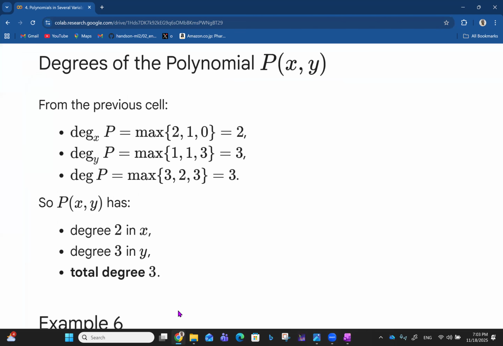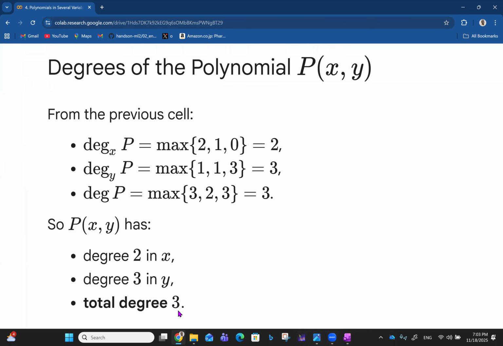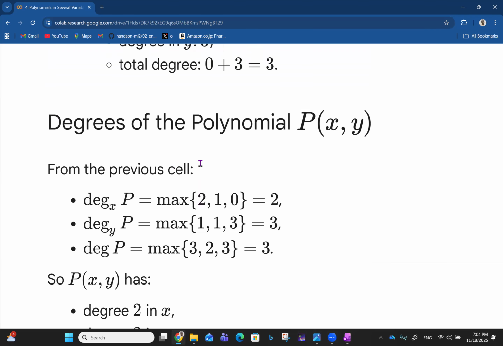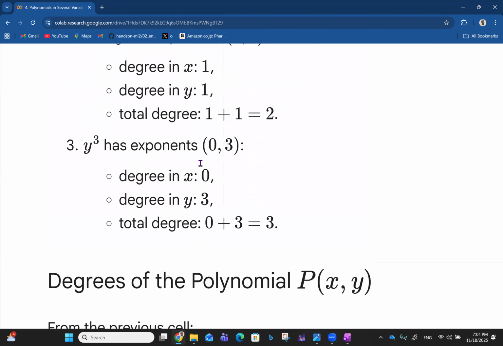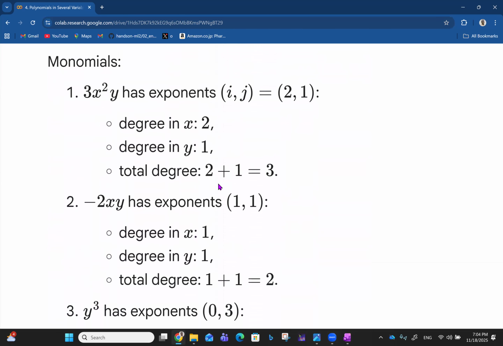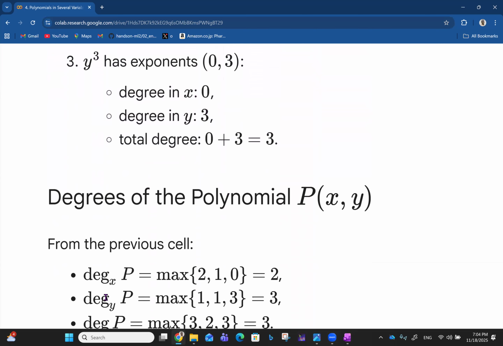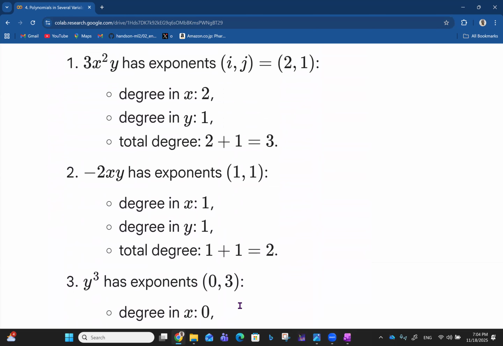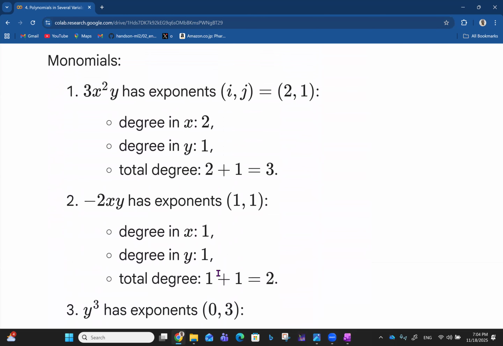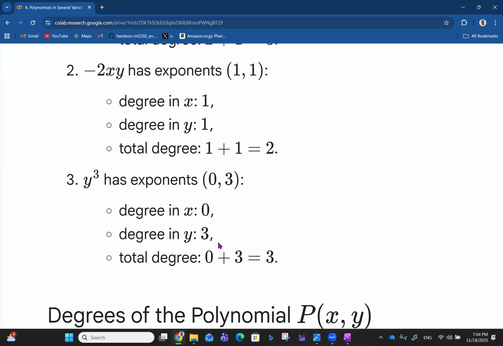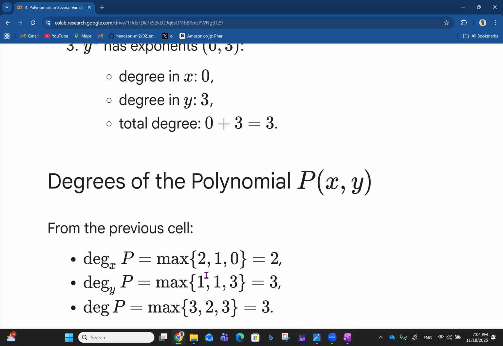So how do we talk about the degree of a polynomial in terms of the degrees of the individual monomials? Take the degree of the polynomial p of x comma y. From the previous cell, you remember that for all the x's we have 2, 1, and 0. So the degree of the polynomial in terms of x will be the maximum of 2, 1, and 0. That is simply 2. And for the degree of the polynomial in terms of y, you go for all the y's: you have 1 here, 1 here, and for the last one, 3. So the degree in terms of y is the maximum of 1, 1, 3.